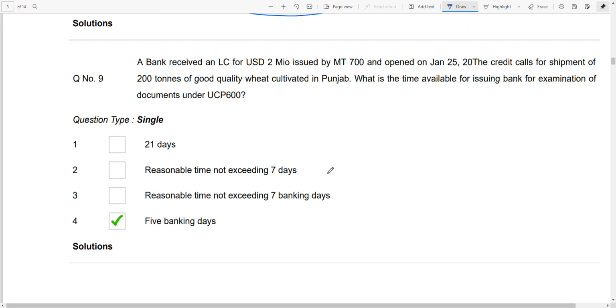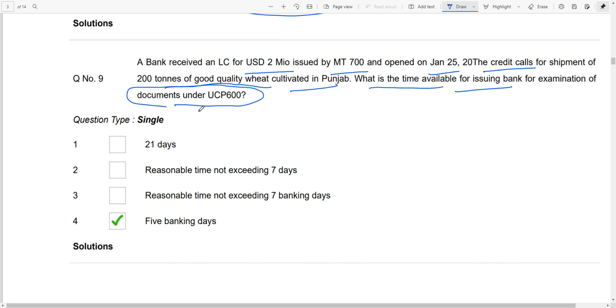Question number 9. A bank received an LC for USD 2 million issued by MT700 and opened on January 25th, 2020. The credit calls for shipment of 200 tons of good quality wheat cultivated in Punjab. What is the time available for the issuing bank for examination of documents under UCP 600?